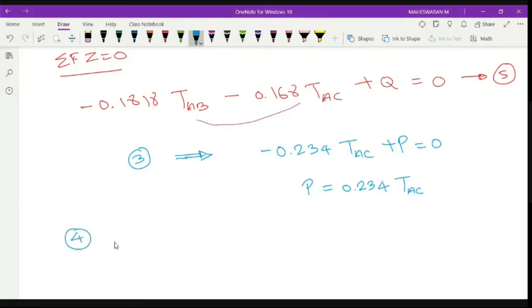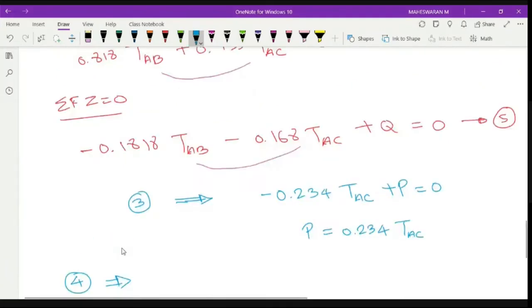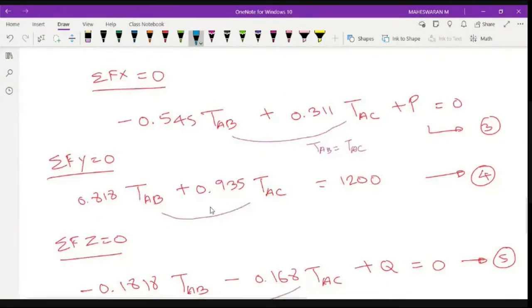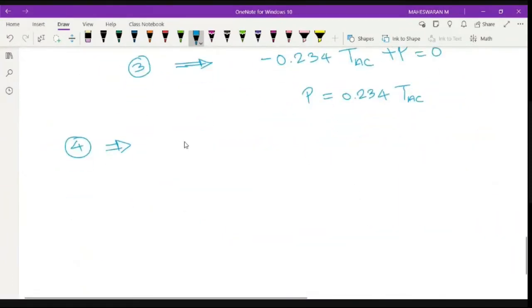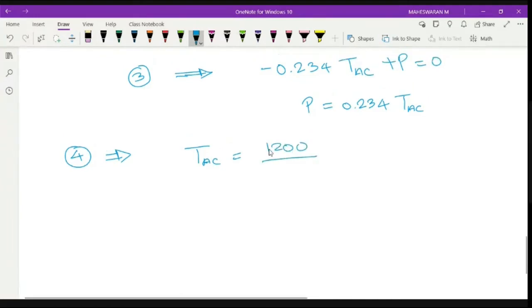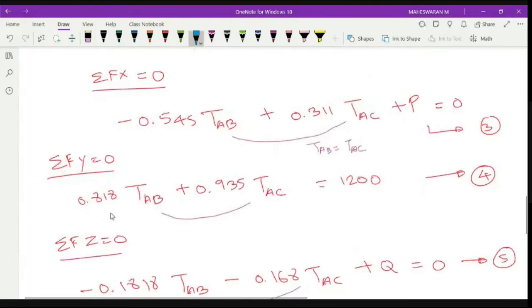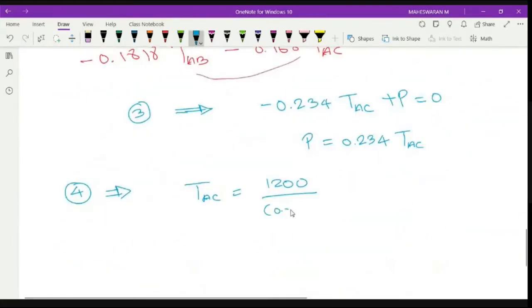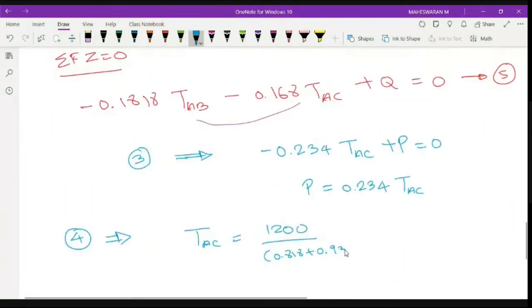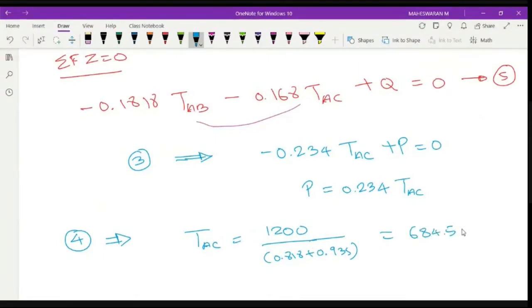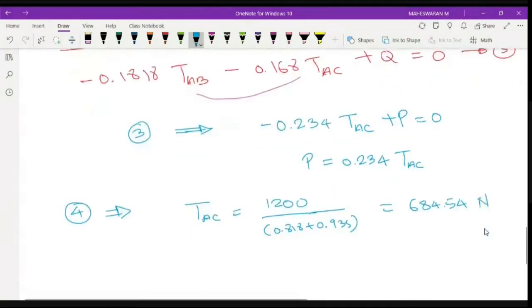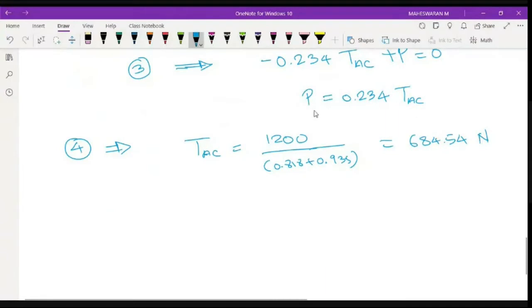If I consider the fourth equation, I can add these two, and you have 1200 on the other side. So you can get what your TAC is. So TAC is equal to 1200 divided by whatever term you add, which I will write as 0.818 plus 0.935. So what is your TAC? 684.54 Newton. Once I got this, I can substitute it in P and get the value.